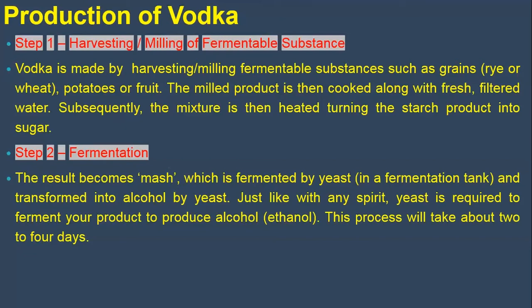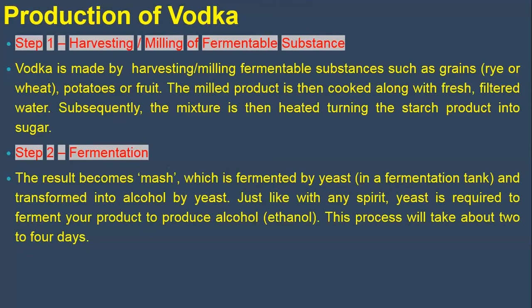The second step is fermentation. After this mash is ready, it is fermented by yeast in the fermentation tank. Fermentation is sugar plus yeast, yeast consuming sugars, and as a byproduct, ethyl alcohol and carbon dioxide are produced. The ethyl alcohol produced is also known as ethanol, and the fermentation process can take about 2 to 4 days. Once the fermentation process is complete, it will normally have approximately 8% alcohol.